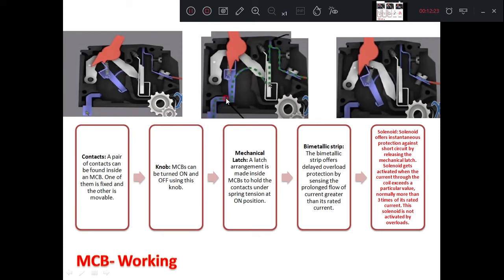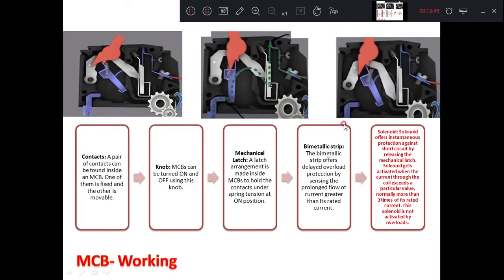The current is entering here, it is passing through this, then it is passing through this. This is called a bimetallic strip. This is a spring, and it is a mechanical mechanism. In the normal operating condition, the current will flow here. It is flowing through this, and it is connected to the load here.